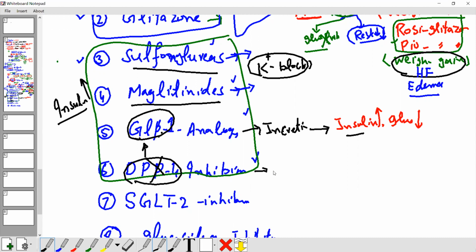So in this family we have the gliptins. Later we will talk about their names in detail. Gliptins inhibit the DPP4 enzyme, then the peptide stays for a longer duration and also helps to release insulin. So gliptins also increase insulin release, and sulfonylurea and meglitinides also increase insulin release.